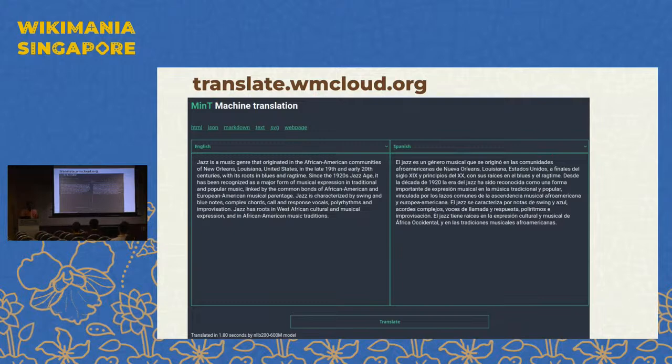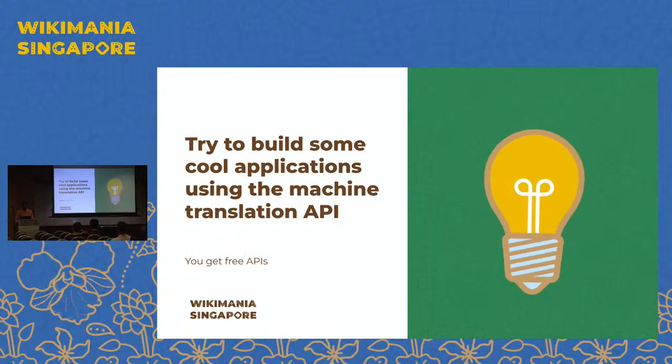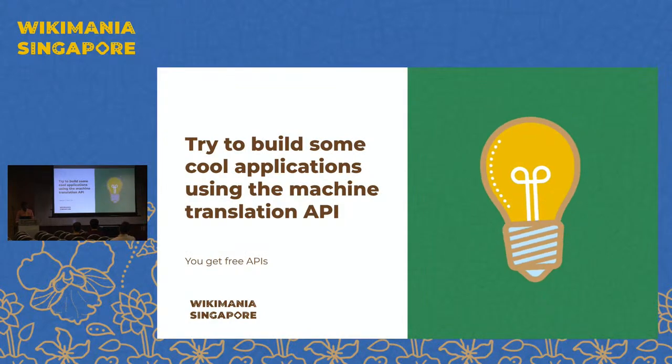What you use it for, any project ideas, is up to you, but the machine translation API is available. If you look at some of the fun projects, people will say, okay, use the Google API, etc. But this is a free API you can use today, right now, on your laptop. So try to build some cool applications using this machine translation API.